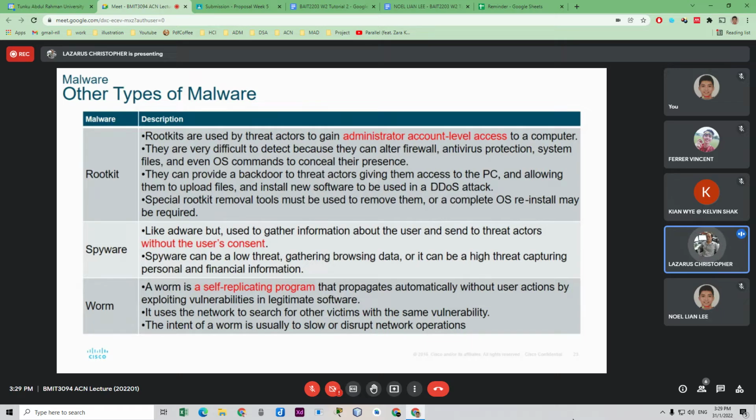And then we have spyware, very similar to adware, but instead of showing advertisements, it spies on you without your consent. So we can say it's a low threat. It can gather browsing data, but it can also capture your personal and financial information. And a very specific kind of spyware that is, I think, very invasive is spyware that can open up your webcam. That's why a lot of people buy a physical blocker for their webcam.